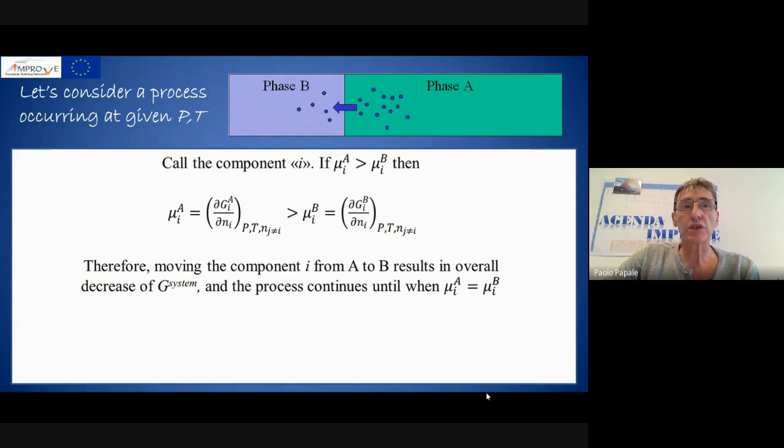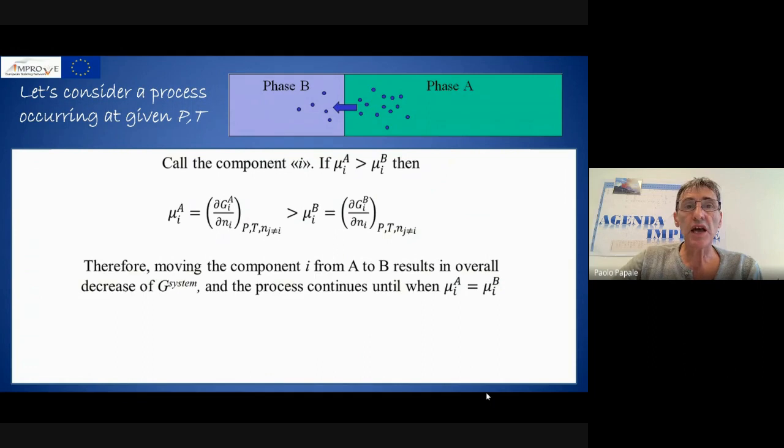Because the chemical potential of the component in phase A is greater than the chemical potential of the same component in phase B, the negative change of the Gibbs energy of phase A upon loss of that component is larger in magnitude than the positive change of the Gibbs energy of phase B upon gain of the same component. As a result, the overall change in Gibbs energy is negative. Therefore, transfer of the component from A to B corresponds to overall Gibbs energy decrease, thus to approaching equilibrium.